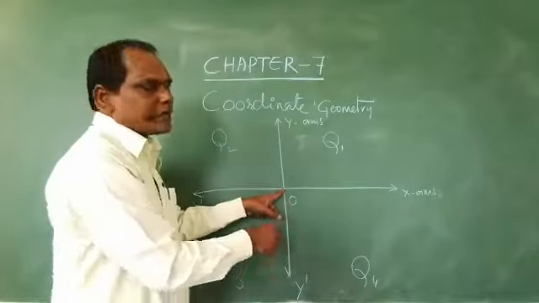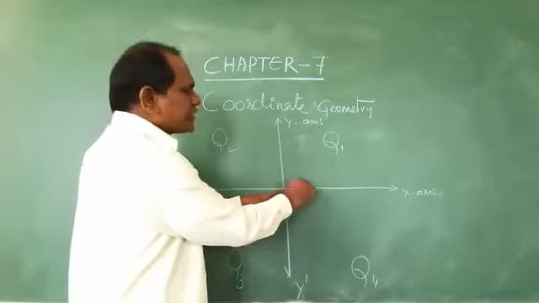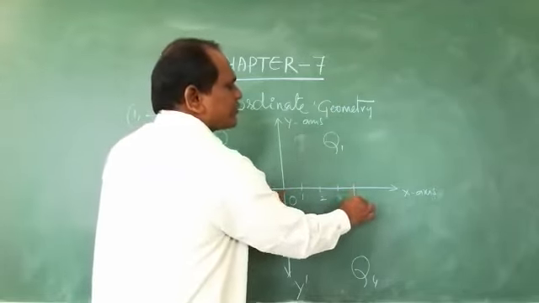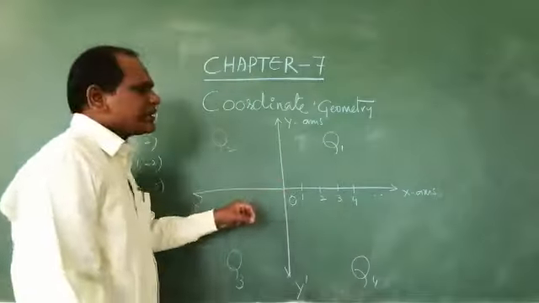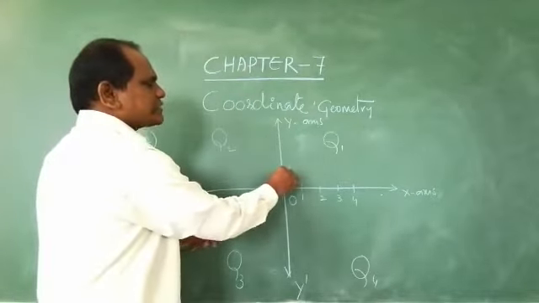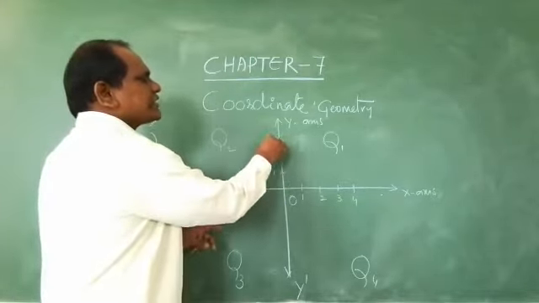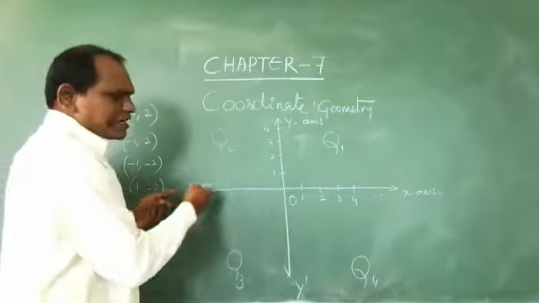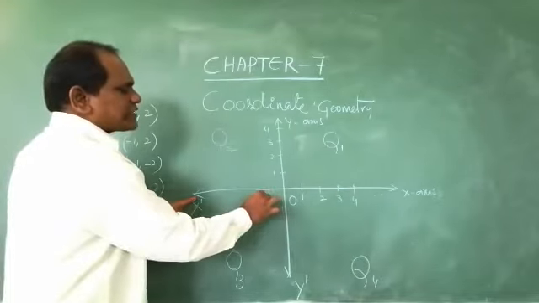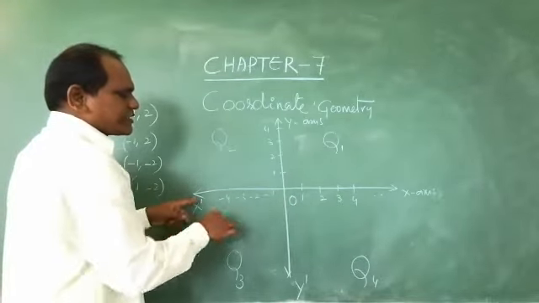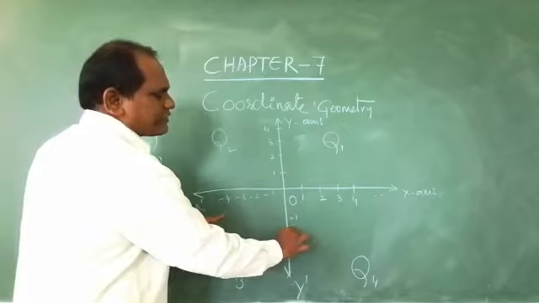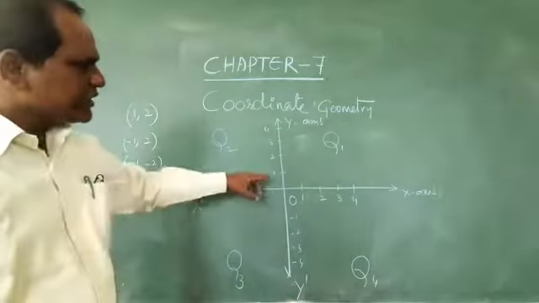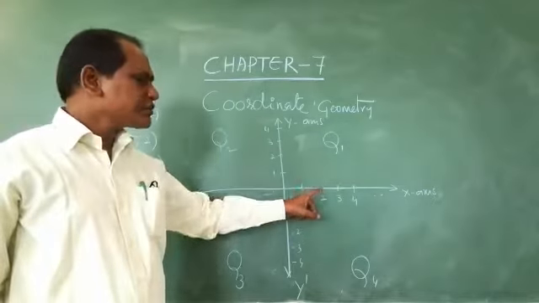Here we take 1 unit equal to 1 unit: 1 unit, 2 units, 3 units, 4 units, and so on. Here also it is the y-axis, with 1 unit, 2 units, 3 units and 4 units. When we go from 0 to the left-hand side, we have negative values: -1, -2, -3 and -4. Here also -1, -2, -3 and -4. These are all equal parts.